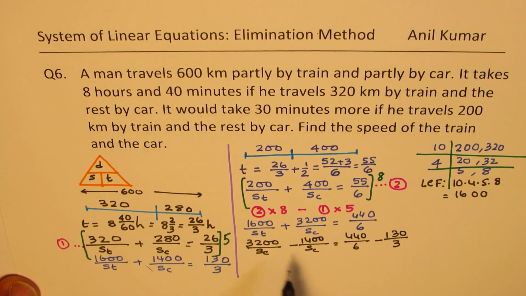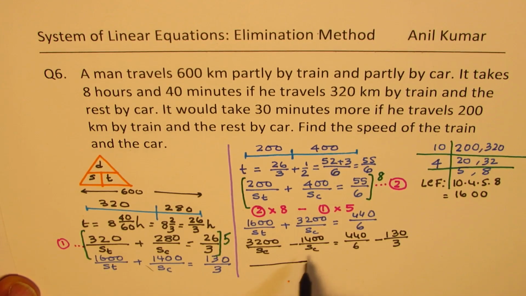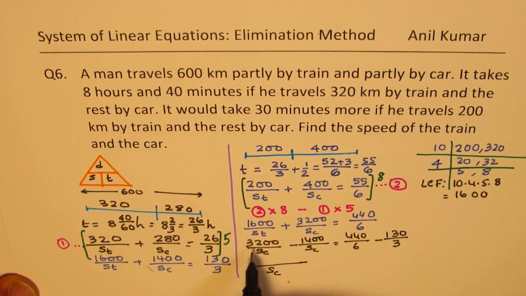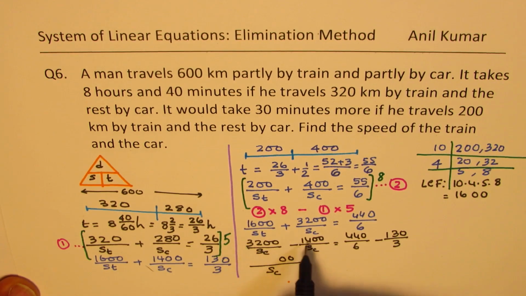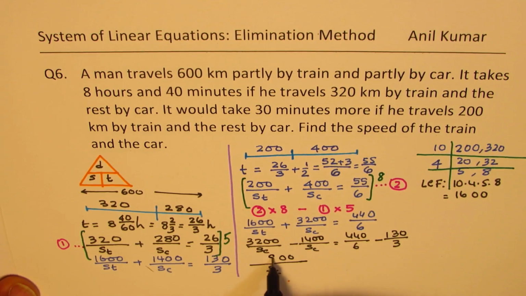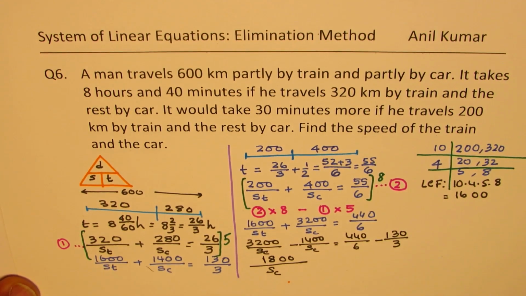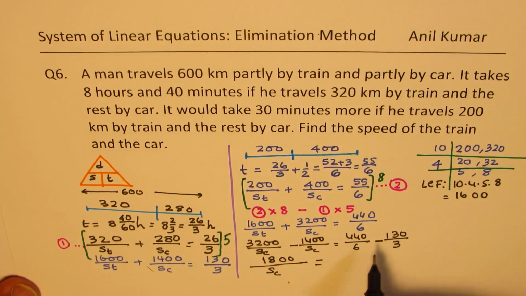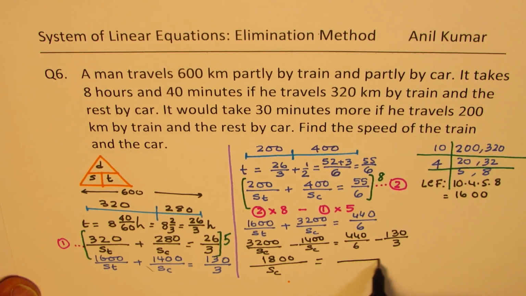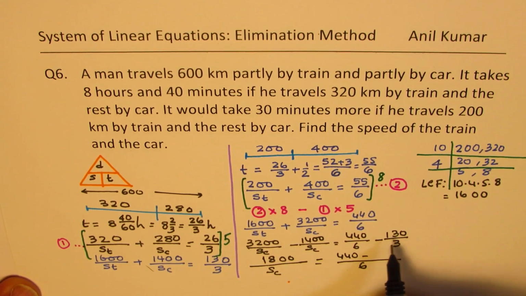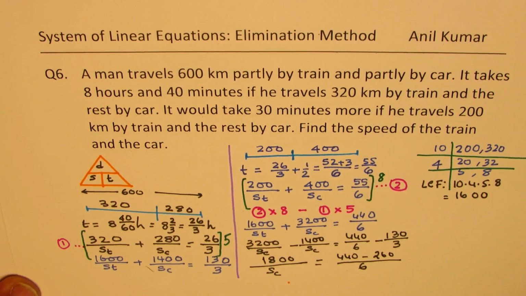Now you can take the common denominator, which is speed of car. And when you do 3200 minus 1400, what do you get? 12 take away 4 is 8. 2 take away 1 is 1. On this side, now what we need to do is we need to multiply this by 2, right? So what we get here, common denominator 6, 440 minus 2 times this is 260. Correct?